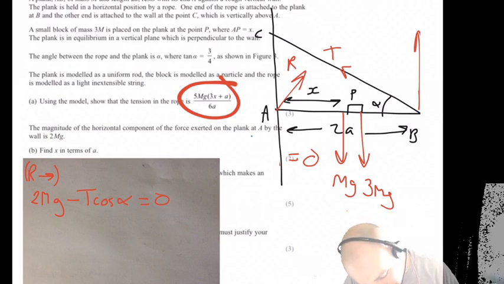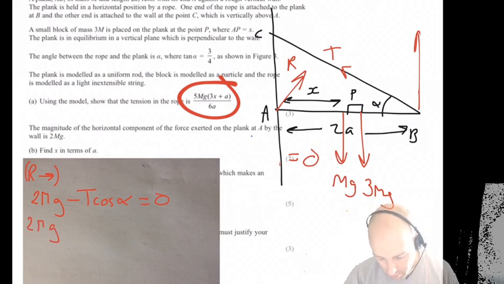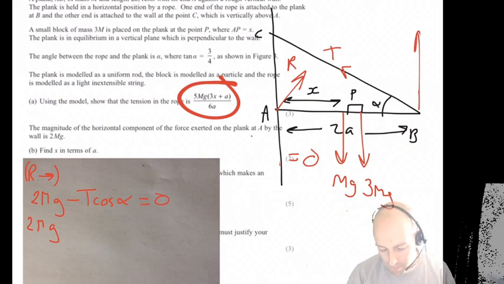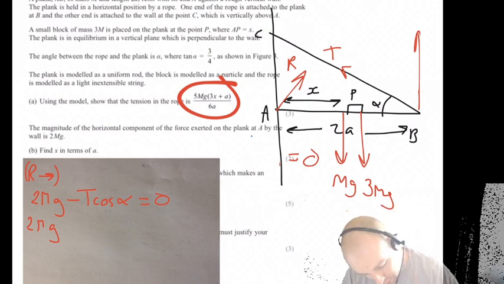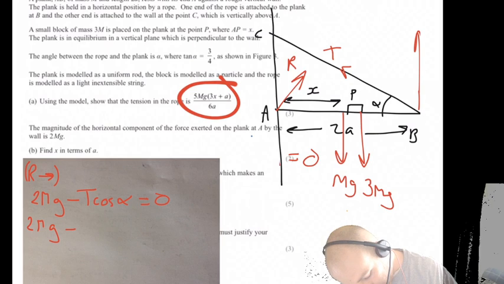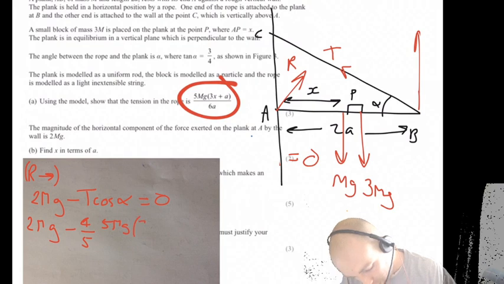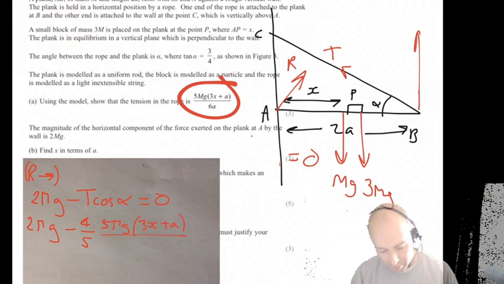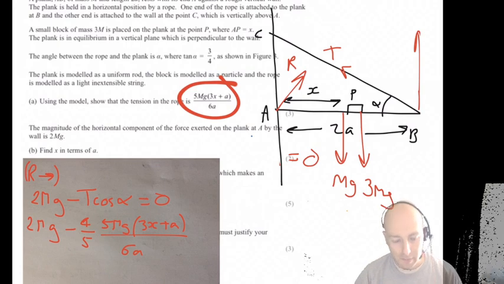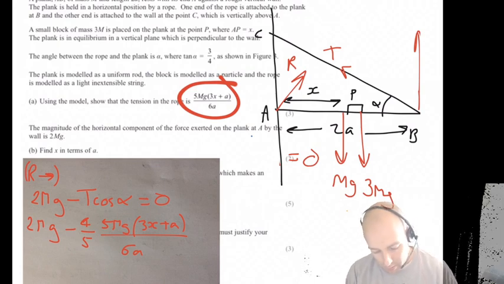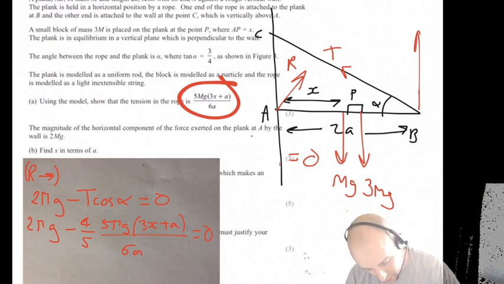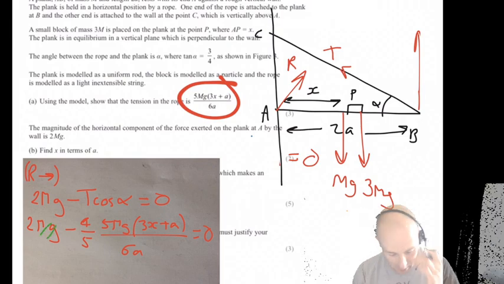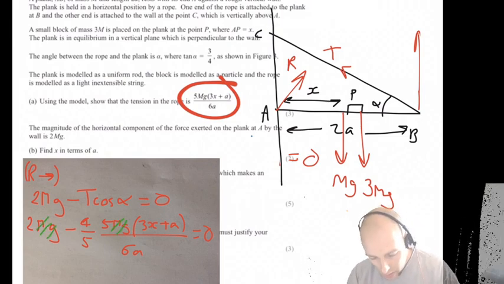So 2mg stays the same. T cos alpha, well, cos alpha is 4/5, and t, we know from earlier, is the thing I circled. So we're going to take away 4/5 of 5mg(3x plus a) over 6a. We want to rearrange this to get x in terms of a, so that will equal 0. I am going to divide everything by mg, so we'll cancel out the mg's, and then just start rearranging it.